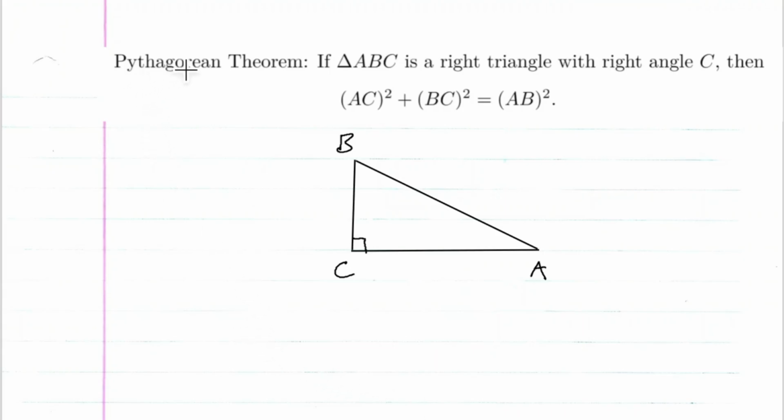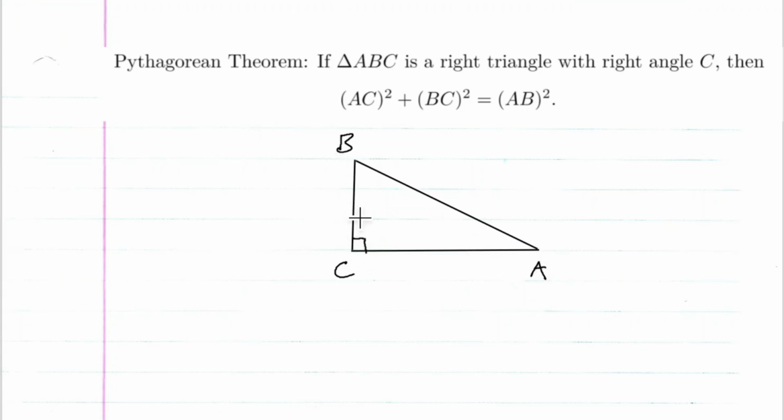Okay, so today we're going to prove the Pythagorean theorem, which states that if triangle ABC is a right triangle with right angle C, then AC squared plus BC squared is equal to AB squared, right?